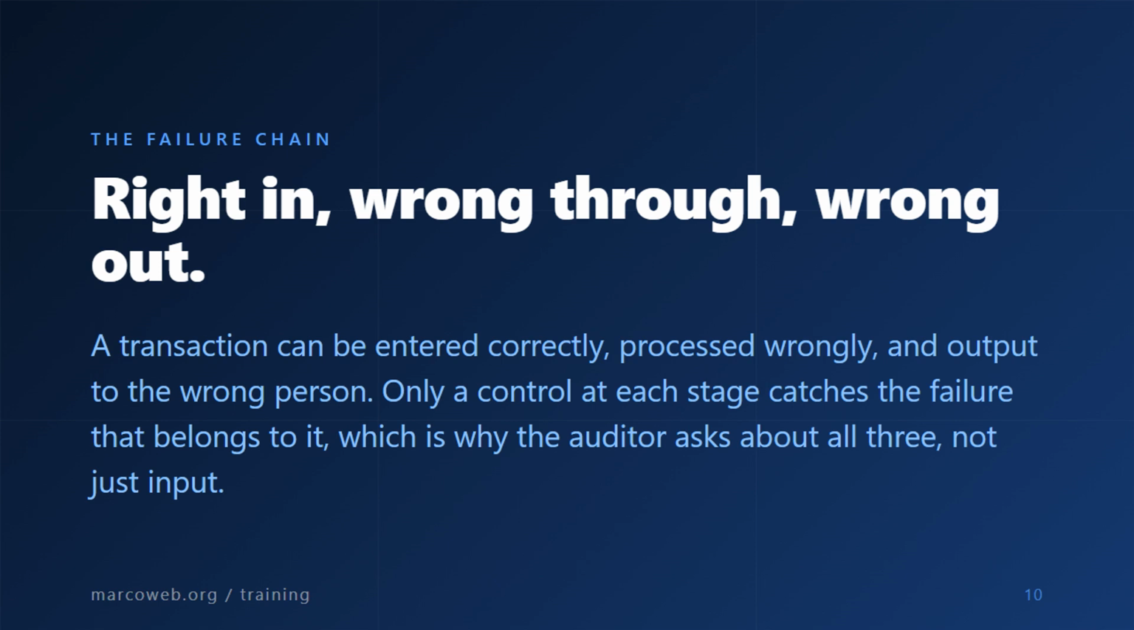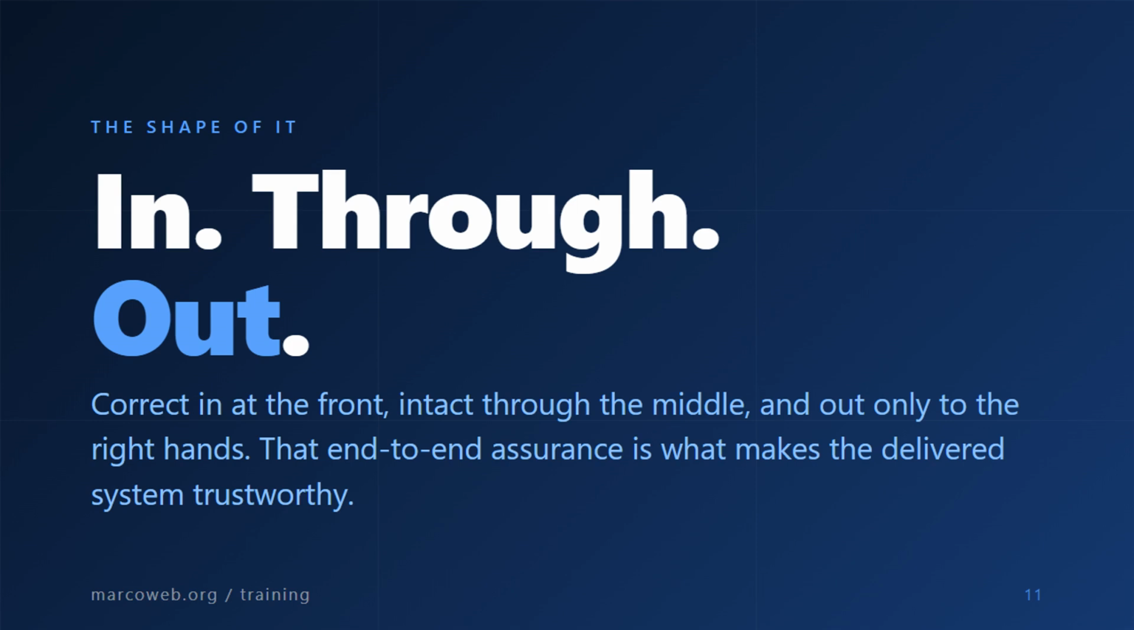That is why the auditor's question is never just, is there input validation? It is whether completeness, accuracy, validity and authorization are protected all the way through. So think of the shape of it as in, through, out. Correct in at the front, intact through the middle, and out only to the right hands. That end-to-end assurance is exactly what makes the delivered system trustworthy, which was the whole purpose of Domain 3.